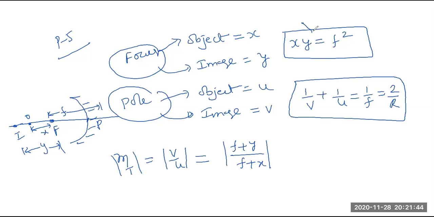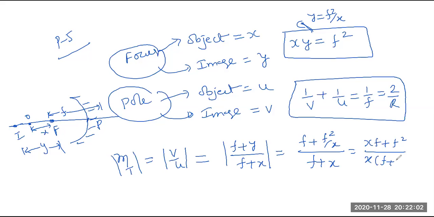From here, what can I write for y? So y is equal to f square by x. So that will be equal to f plus f square by x, divided by f plus x. If I take the common f above, the remaining is x plus f. Here there is already x outside, then f plus x cancels with each other, then it will be equal to f by x. Then what is the best answer? The best answer will be option B.